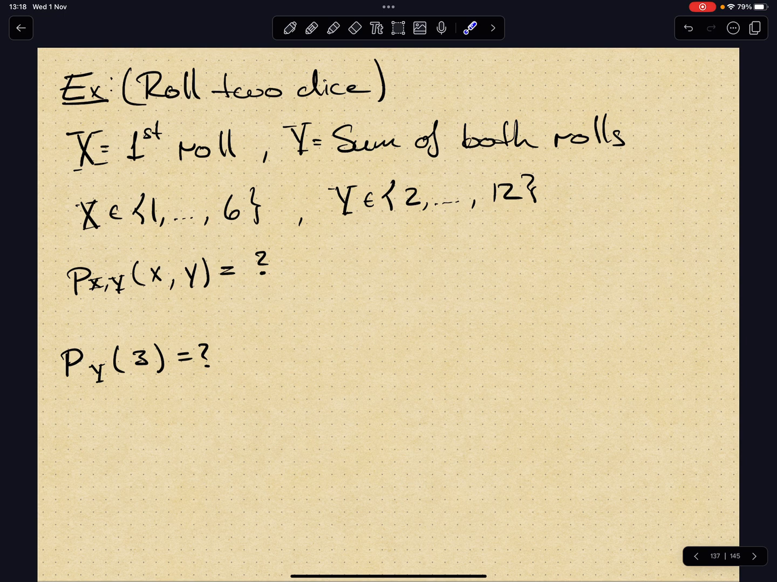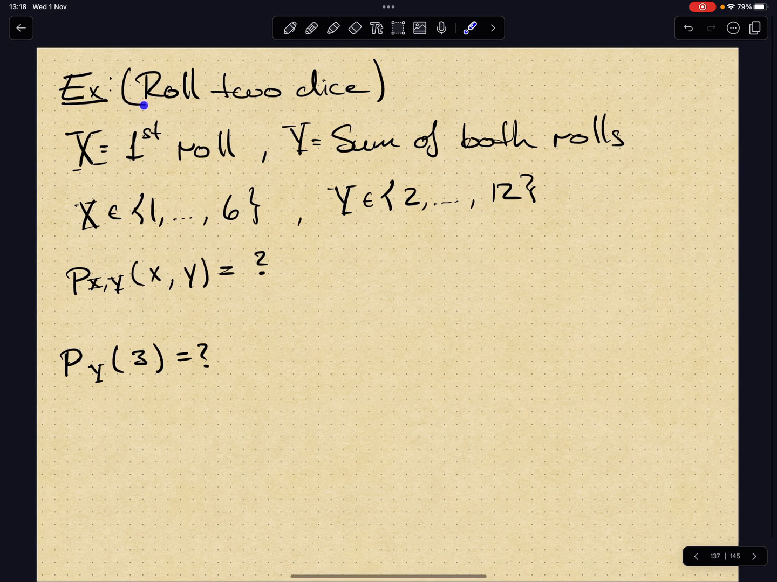In this example we're rolling two six-sided dice. The first roll, x, is the outcome of the first roll, and this is going to be a random variable, and then y is going to be the sum of both rolls. So whatever happens in the first roll, you add it to the second roll. In particular, the possible values of x are 1 through 6, the possible faces of the dice, and y is the sum of two dice, which is 2 to 12. So in here we want to compute the probability density function of x and y.